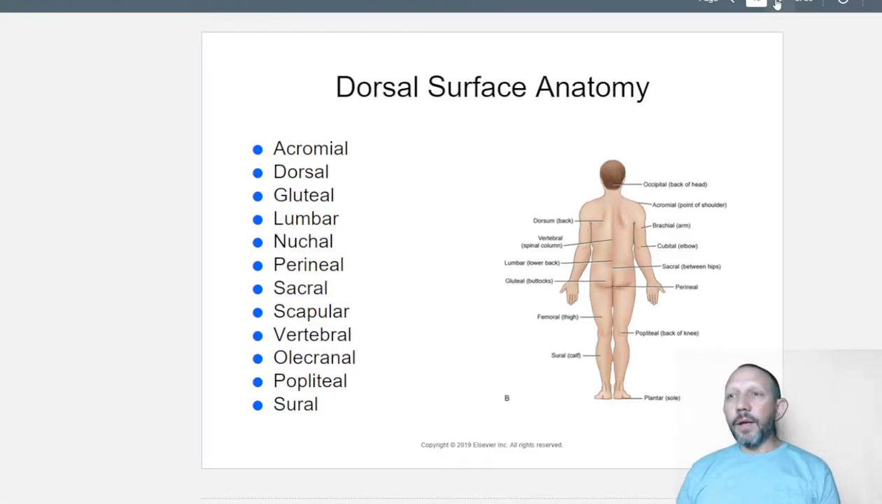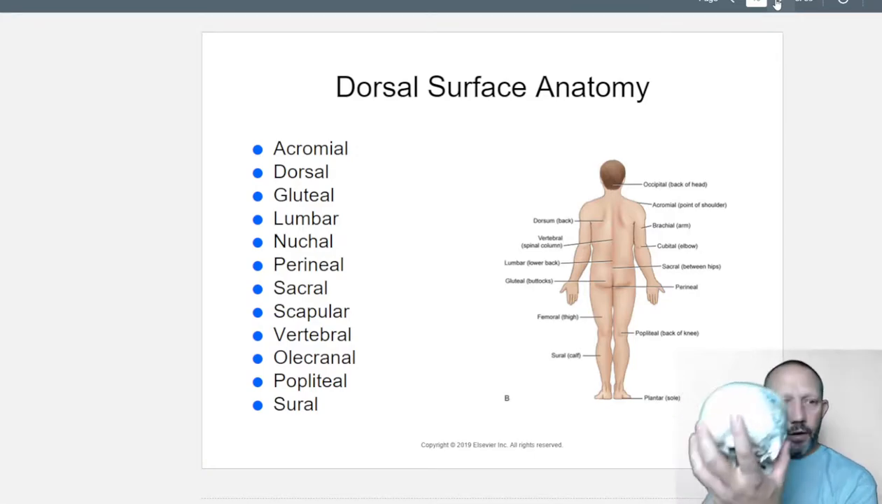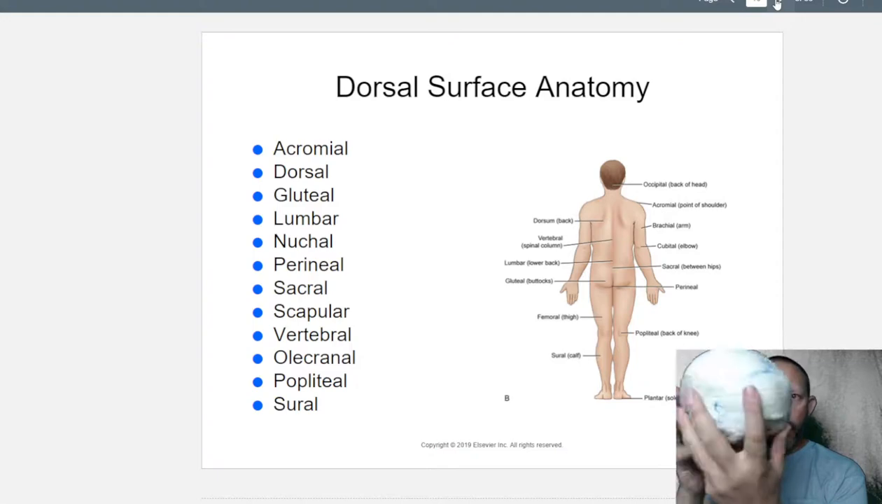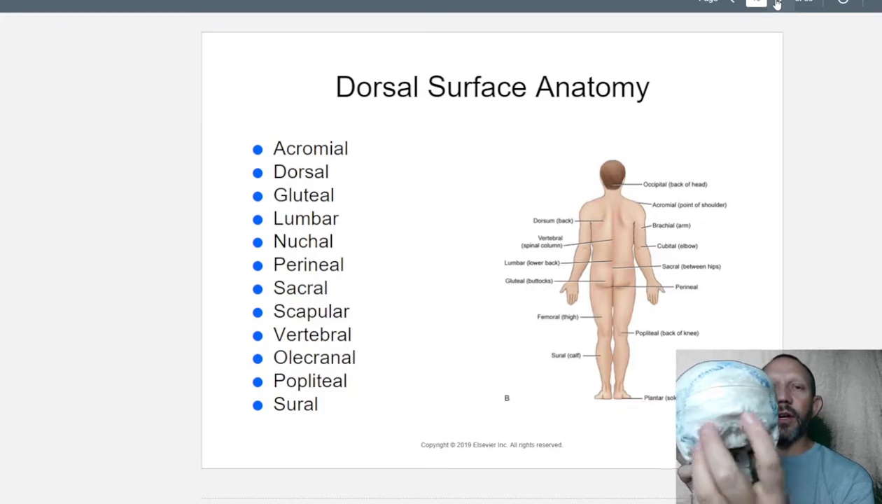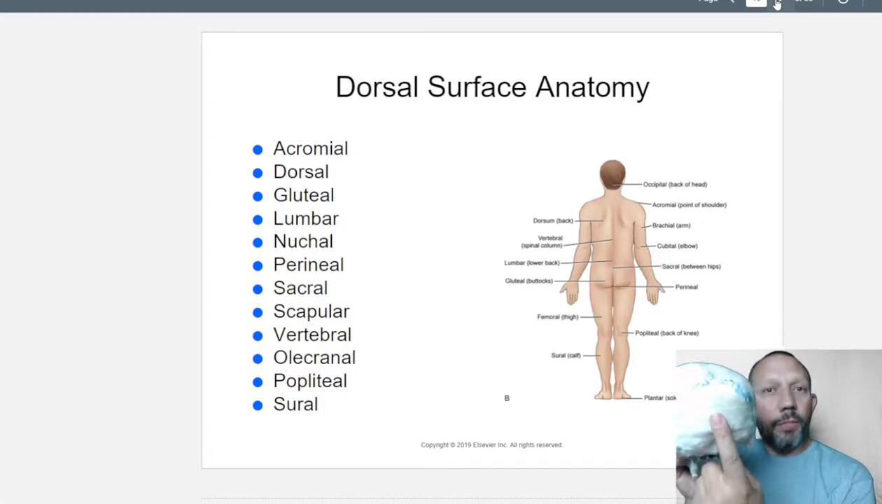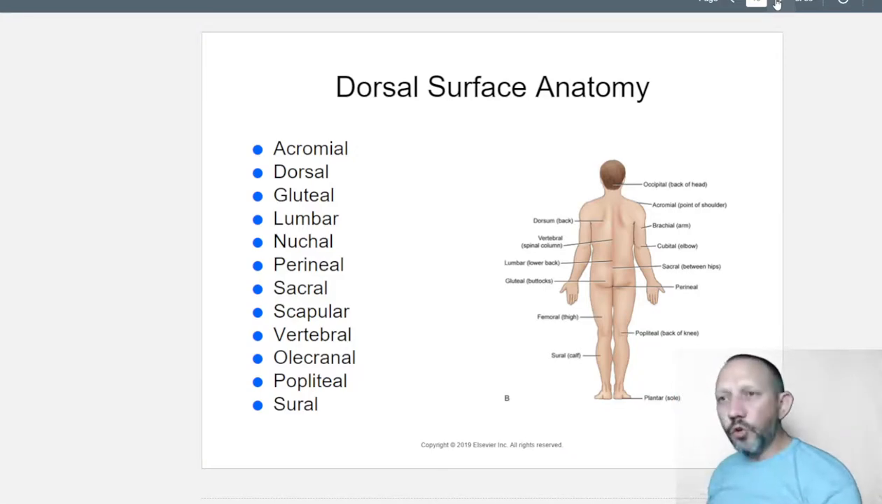So acromion, is this here, the shoulder blade. The acromion process is right here. Dorsal, that's the whole back. Gluteal, that's your rump. That's what you're sitting on right now. Lumbar, that's your lower back. Nuchal, right here. There's a nuchal ligament that goes from the back of the skull. This is the skull. When we turn around, there's this thing here called the external occipital protuberance, the EOP, or the bump of knowledge. And there's a ligament that comes down this way, called the nuchal ligament.